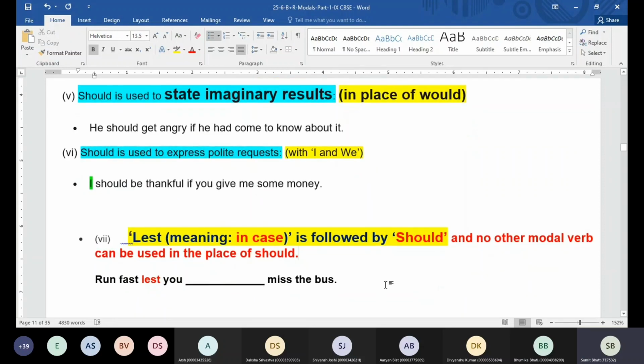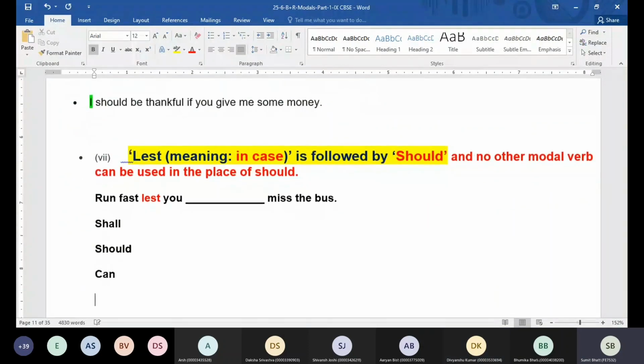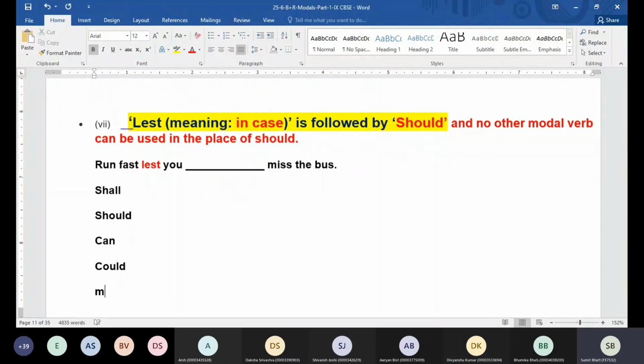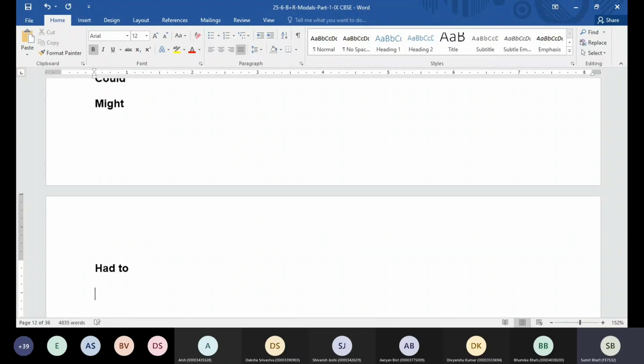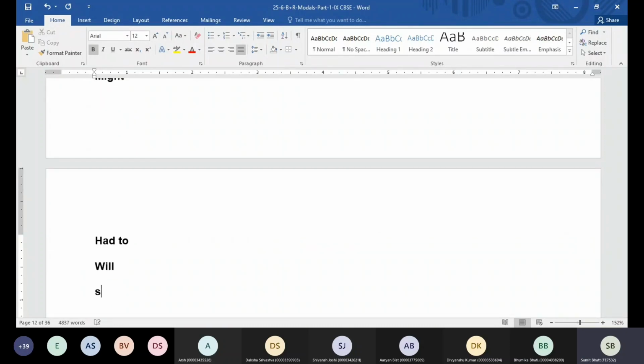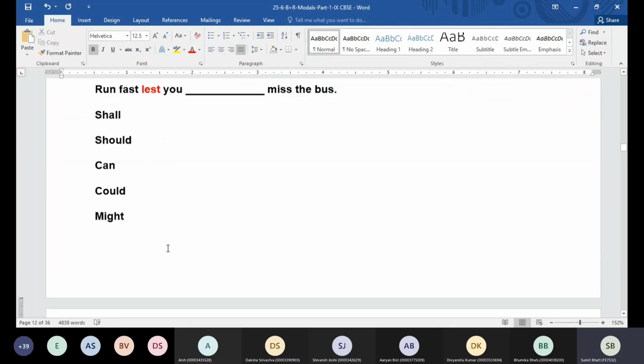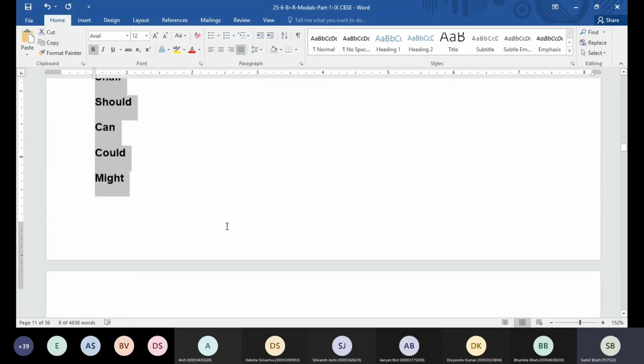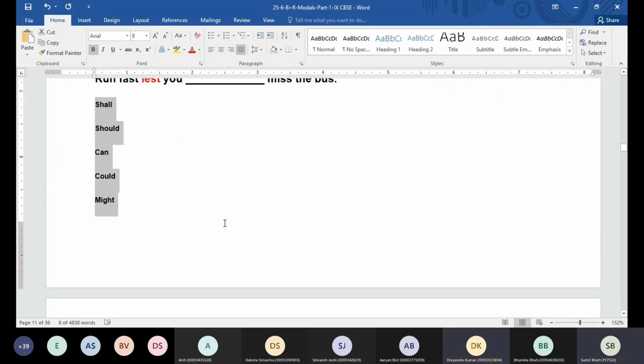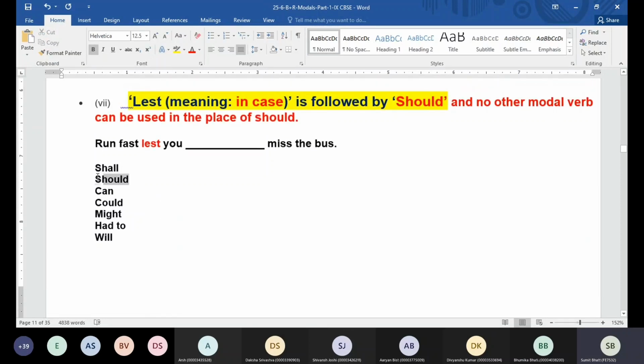Like run fast lest you miss the bus. And you have the options like shall, should, can, could, might, had to, will. No matter what verb is given to us, we are always going to use which word? Which one is the right answer? Should is going to be the right answer. We cannot go for any other answer, guys.